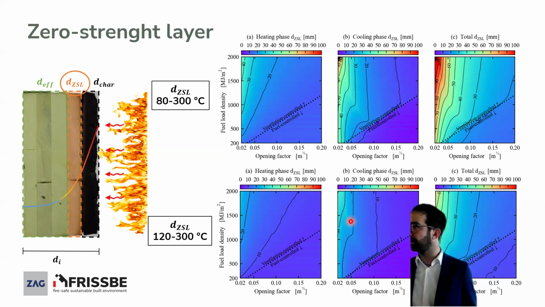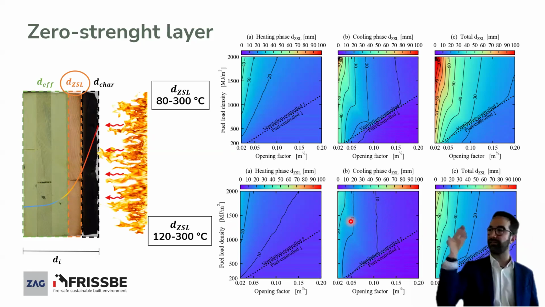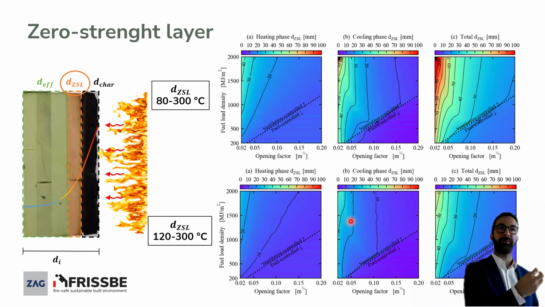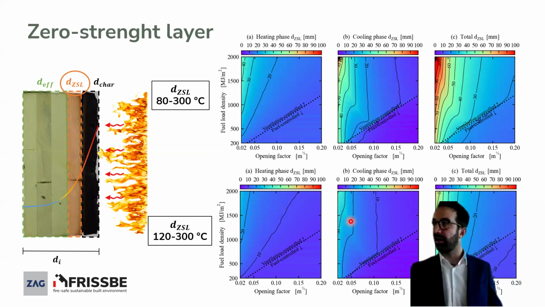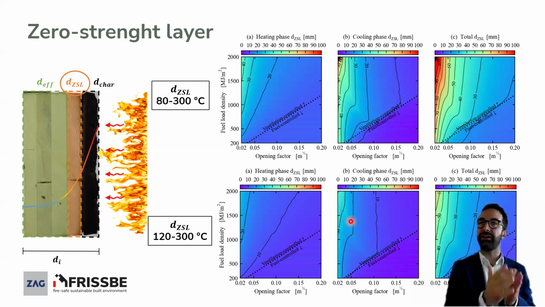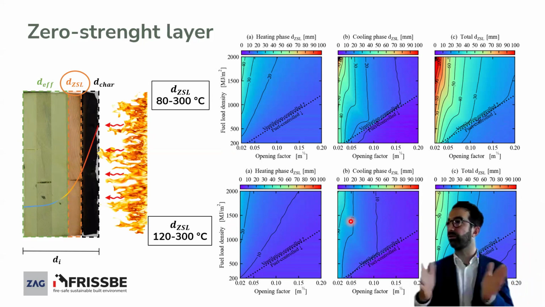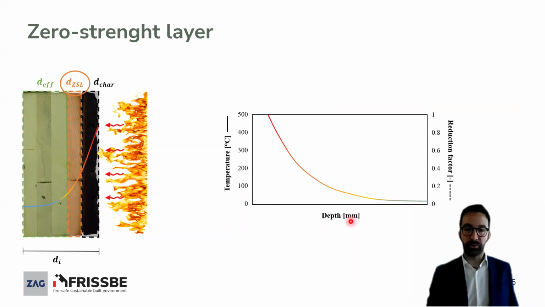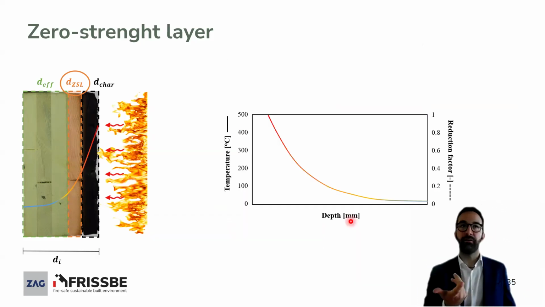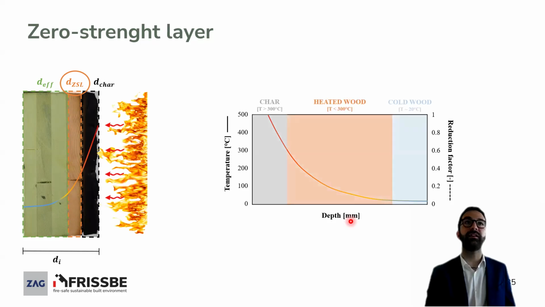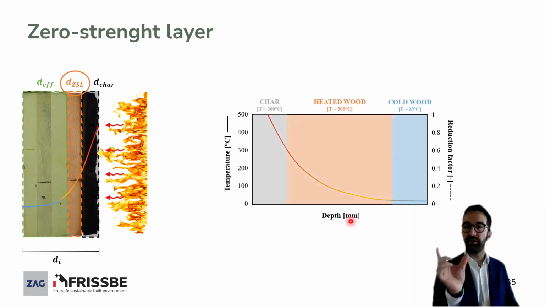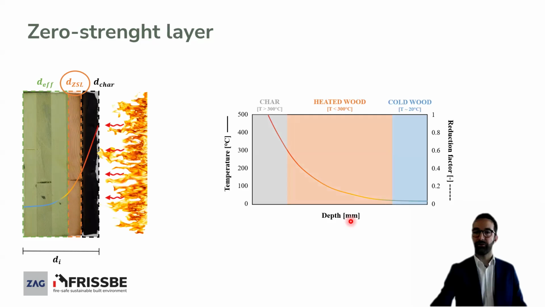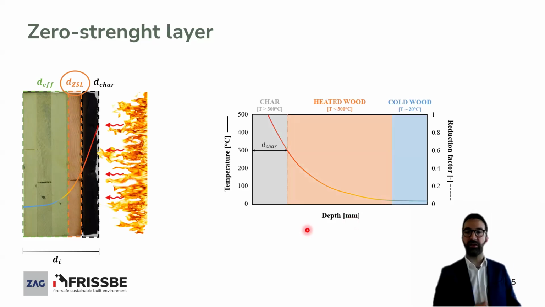The zero strength layer is a structural concept because it's trying to take into account the heated timber and the reduction of mechanical properties of timber, in order to see how the contribution of the heated part will have to be removed to consider the effective cross-section. So what we did as well, we took at any point the gradient through the timber itself, and we tried to define three different zones: the char, heated wood, and cold wood. Here, as I discussed earlier, the part that was above 300 degrees was considered char depth.